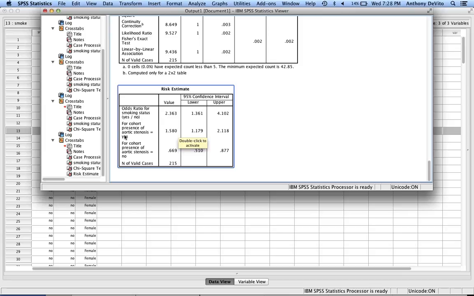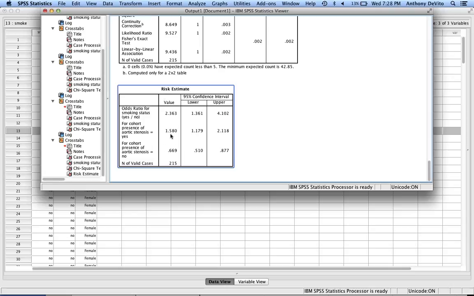The odds ratio is obvious because it says odds ratio. The relative risk takes a little bit more interpretation. You can see it's 1.58. This other number, cohort aortic stenosis equals no, is the inverse of the odds ratio. In other words, it's the probability of not having aortic stenosis if you're not a smoker. But the one we want is the relative risk. The relative risk and risk ratio are the same thing.